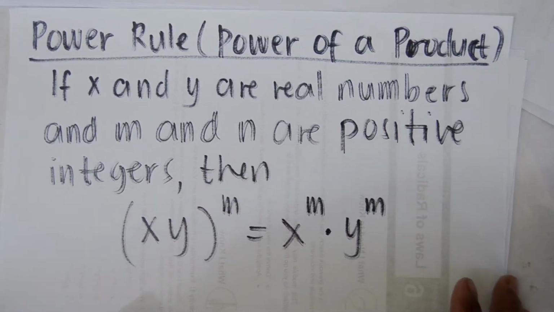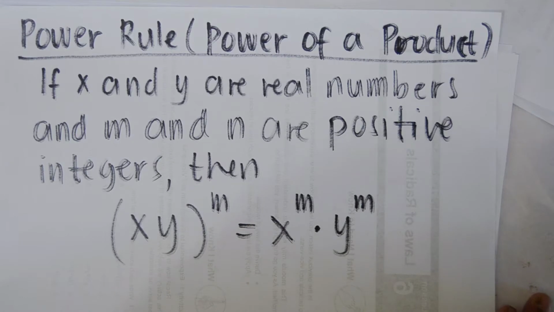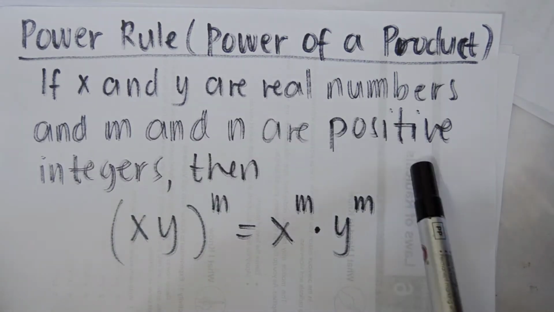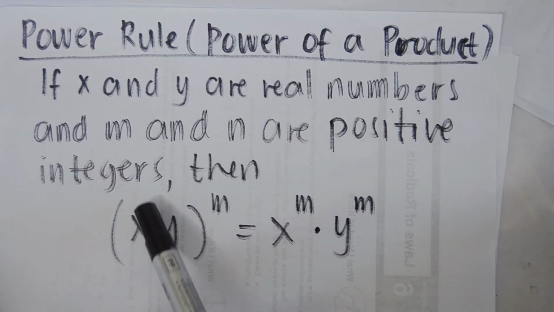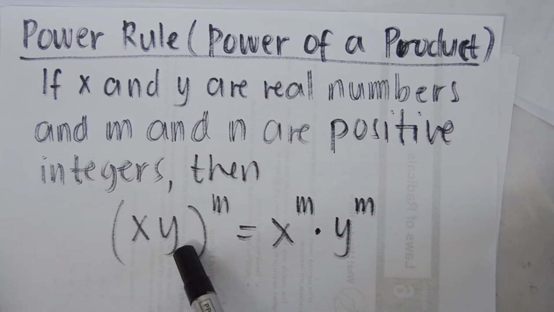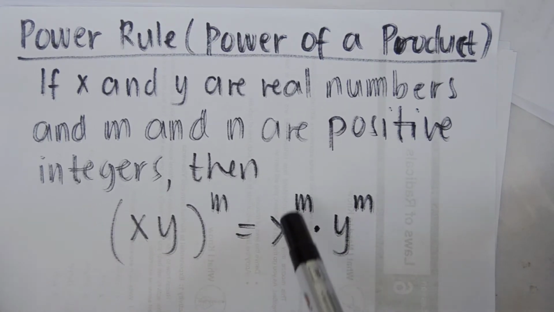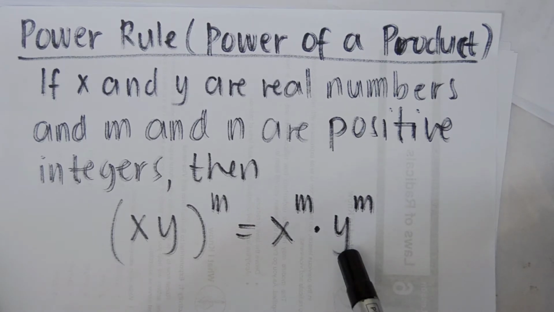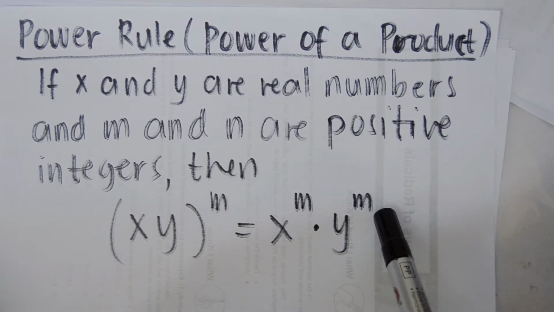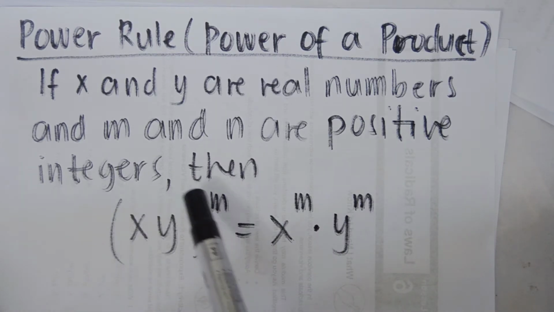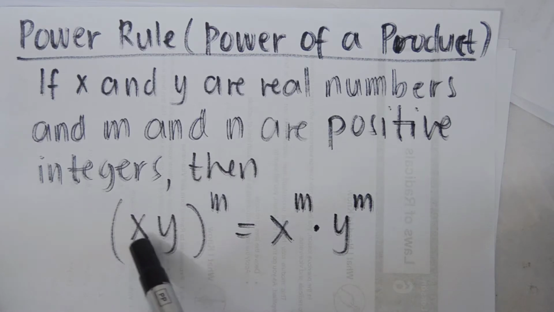So we have here another power rule that we call power of a product. If x and y are real numbers and m and n are positive integers, then the quantity of x times y raised to the power of m is equal to x to the power of m times y to the power of m. So as you observe here, m is distributed to each variable.